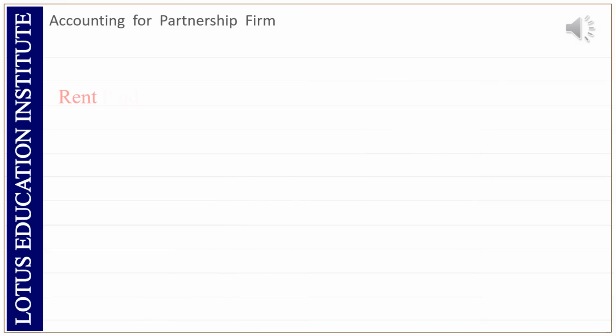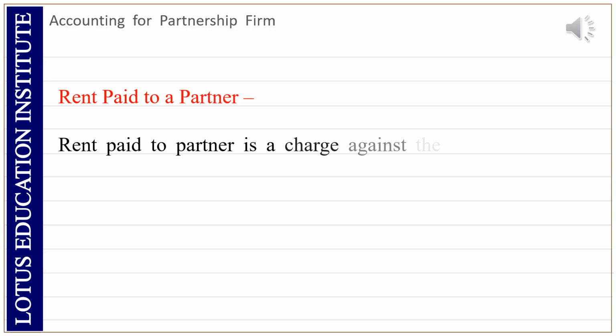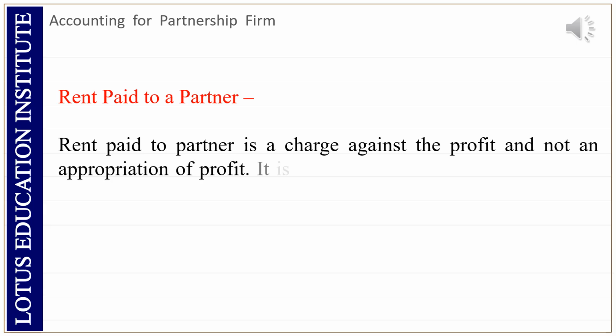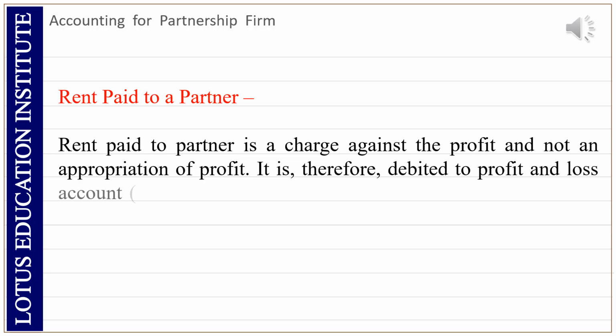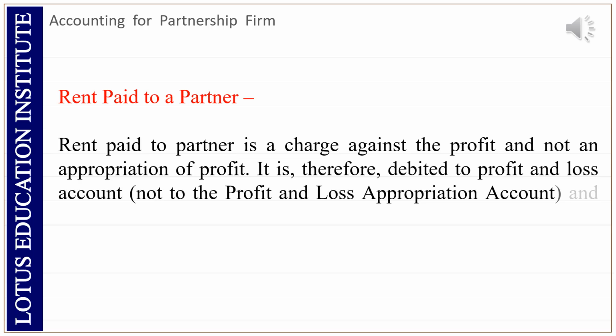Rent paid to a partner. Rent paid to a partner is a charge against the profit and not an appropriation of profit. It is, therefore, debited to profit and loss account, not to the profit and loss appropriation account, and credited to rent payable account.